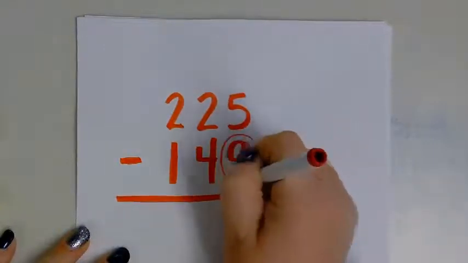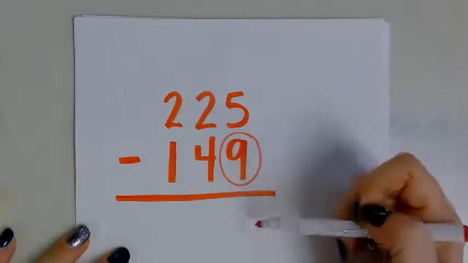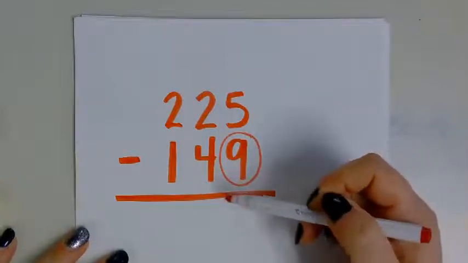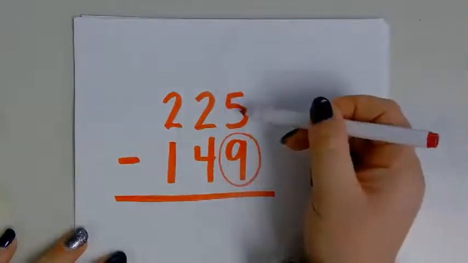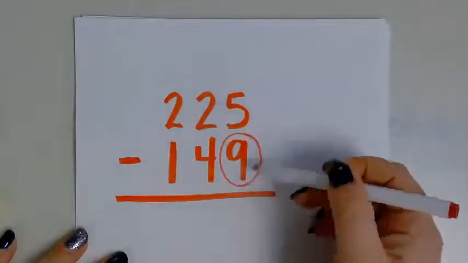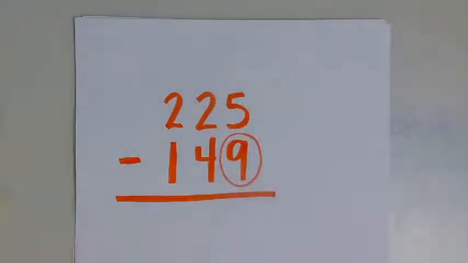9. So if I circle that, I know that 9 minus 5 is 4, but I'm not doing 9 minus 5. It is 5 minus 9. We always start from the top and move down.